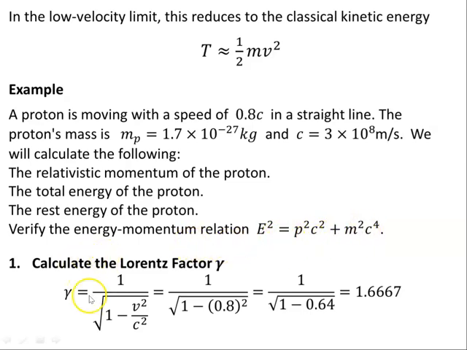So first we'll do the Lorentz factor. Gamma is 1 over the square root of 1 minus v squared over c squared. If you put for the v here 0.8c and then square it, you get 0.8 squared times c squared over c squared. The c squareds cancel out. You're just left with 0.8 squared. 1 over the square root of 1 minus 0.64, which gives us this value here.